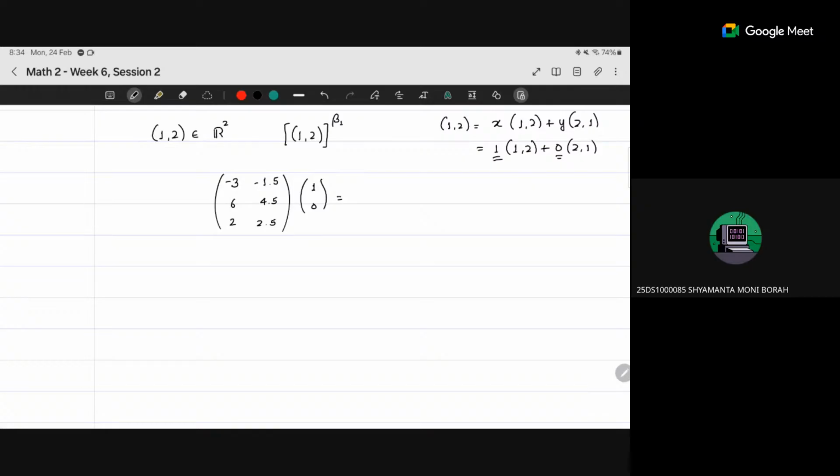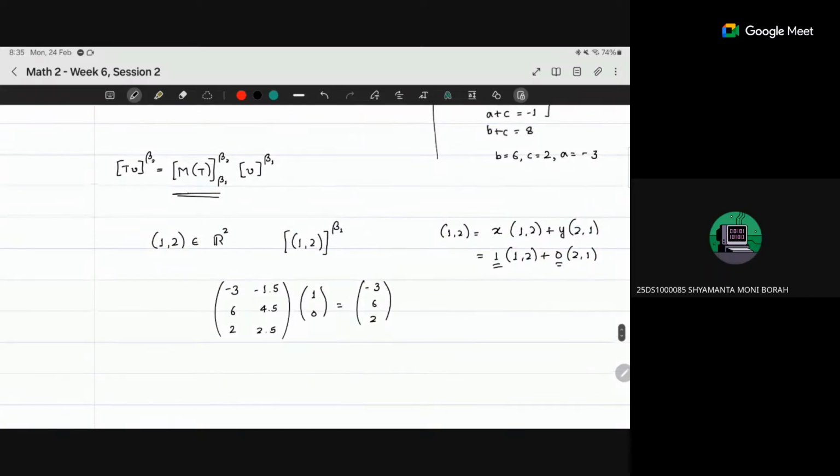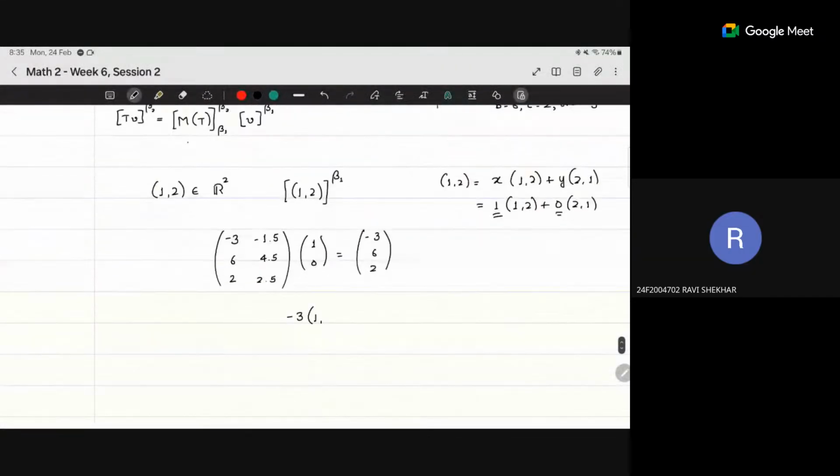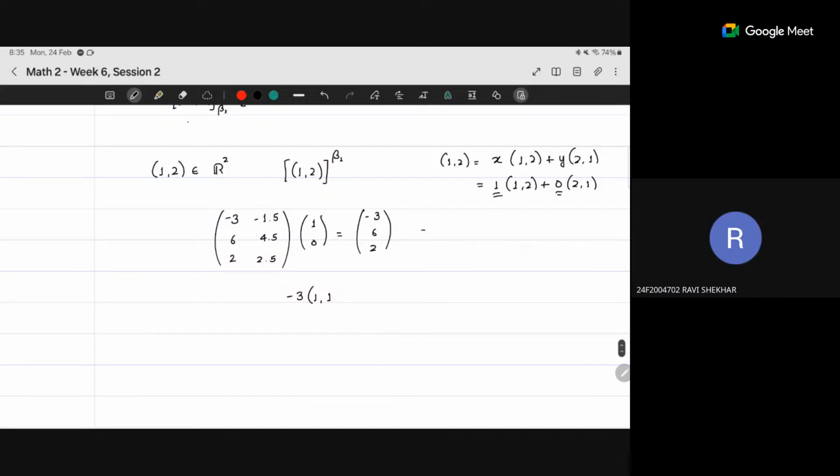What should I get? The first column itself. Minus 362. Now what this says is that minus 362 is actually the coefficient of the linear combination of beta 2. So if I take minus 3 times, what was it? 110101? Yeah, that was the order, right? So what is the vector for which this is the coordinate vector? It is 3 times this plus 6 times 101 plus 2 times 011.